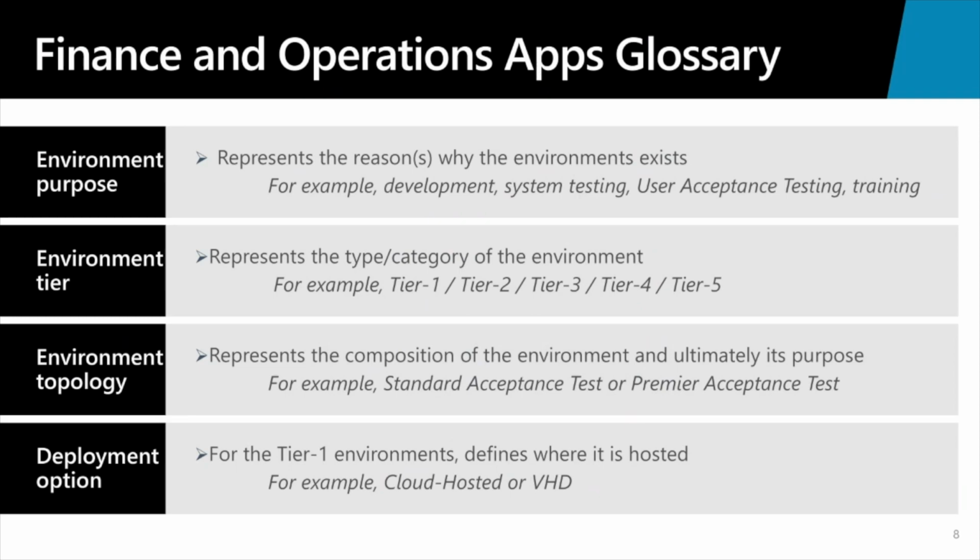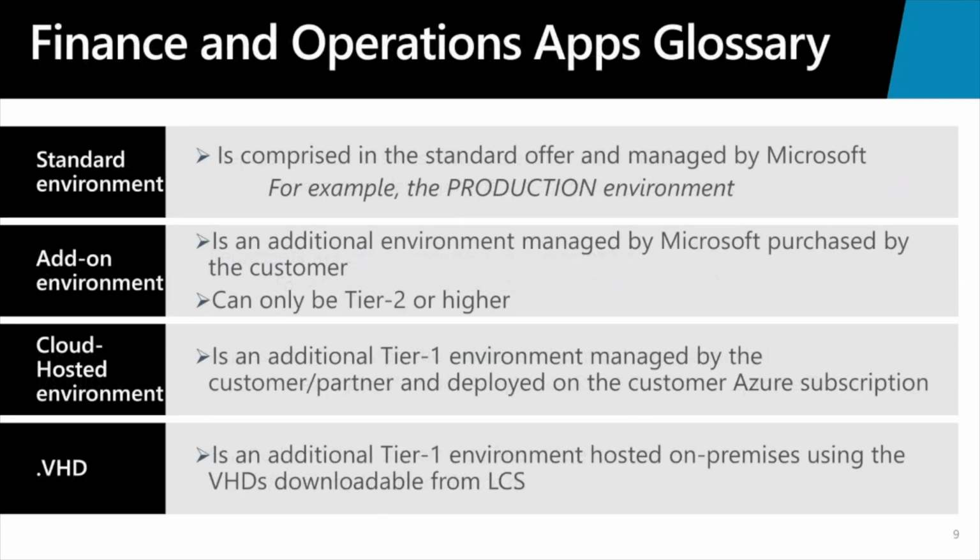So the last one is your deployment options. When you're deploying a tier 1 environment, you have 2 options in terms of where that environment can be hosted. Tier 1 environments can be cloud hosted in your own Azure subscription, or you can download them as a VHD. So let's go to the next slide and we'll talk a little bit more about a couple more terms specific to finance and operations.